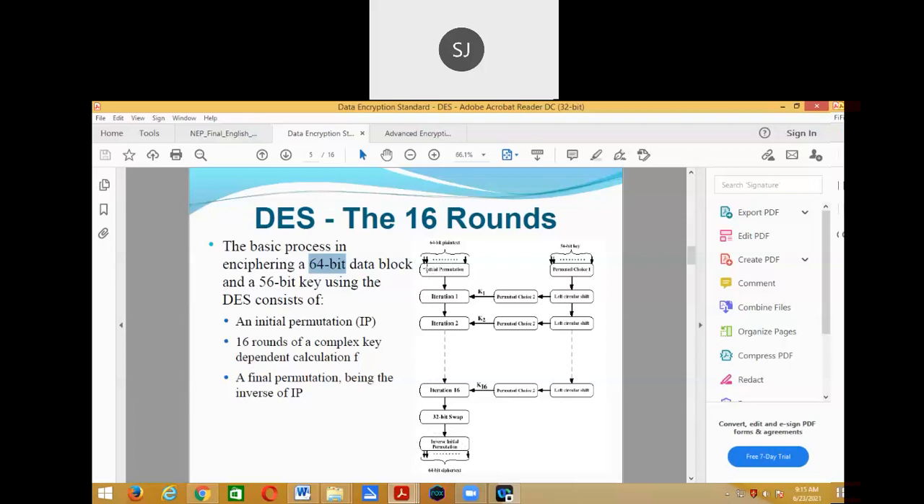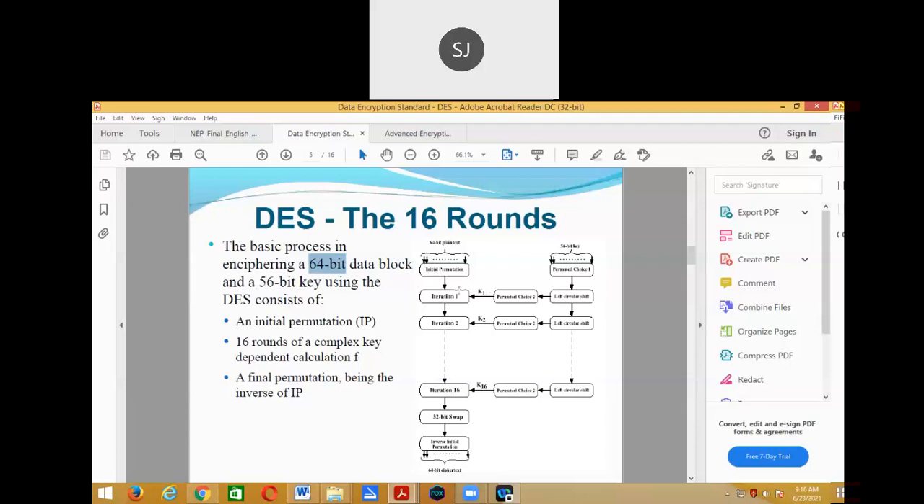Suppose the first bit is moved to the 52nd bit. In the reverse, the 52nd bit will be moved back to the first bit again. That is the inverse permutation. After the initial permutation, there are 16 different iterations.